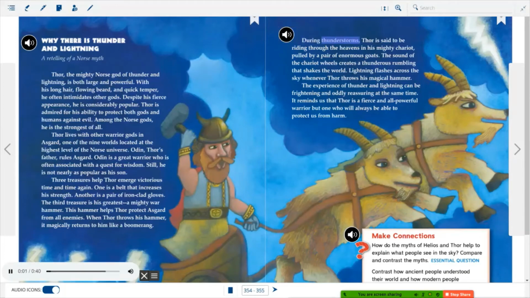During thunderstorms, Thor is said to be riding through the heavens in his mighty chariot, pulled by a pair of enormous goats. The sound of the chariot wheels creates a thunderous rumbling that shakes the world. Lightning flashes across the sky whenever Thor throws his magical hammer. The experience of thunder and lightning can be frightening and oddly reassuring at the same time. It reminds us that Thor is a fierce and all-powerful warrior, but one who will always be able to protect us from harm.